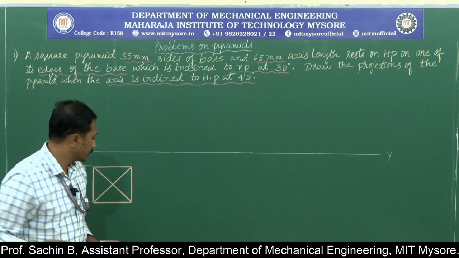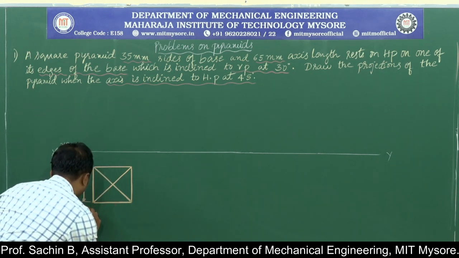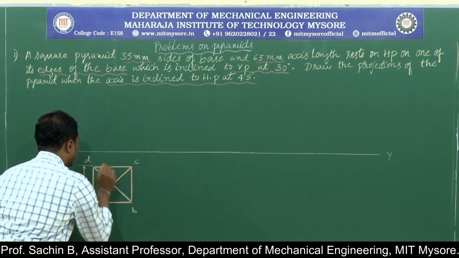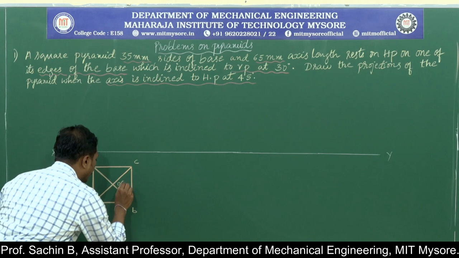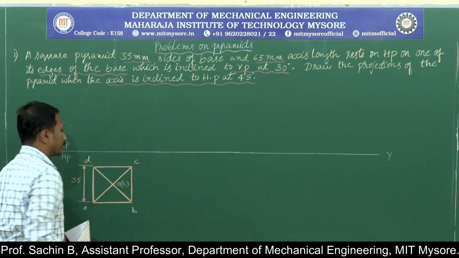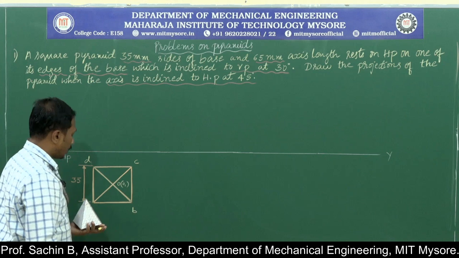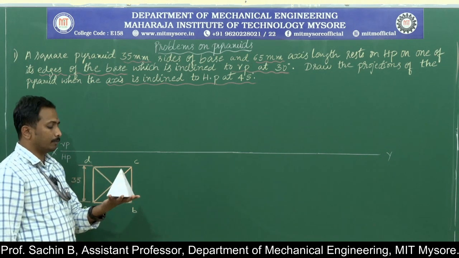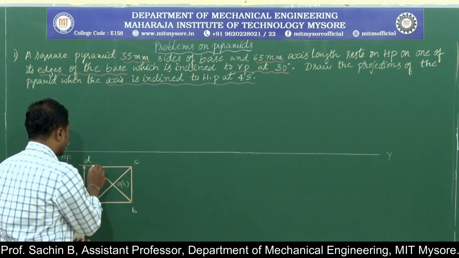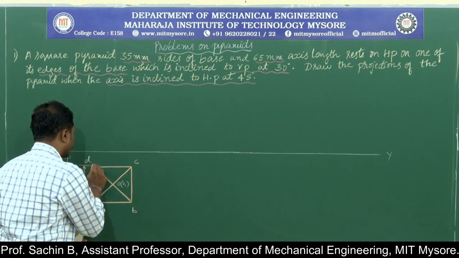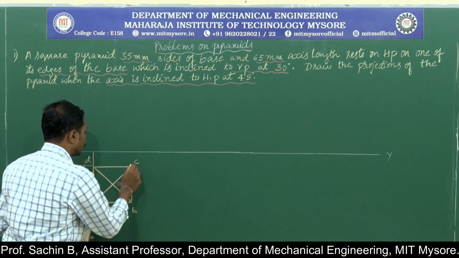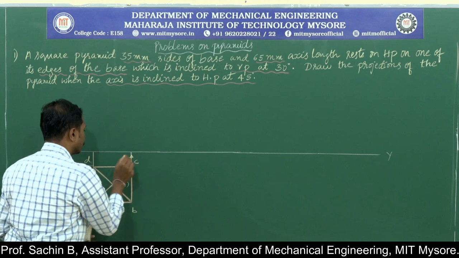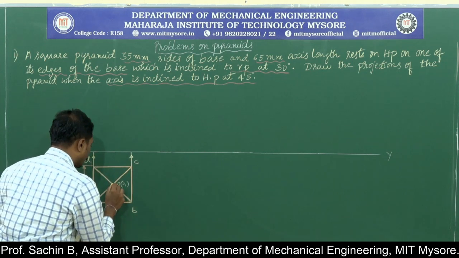Now I will go for naming it. This edge is called A, this B, C and D, and at the apex point we have the axis present over there. Now I will draw the projection lines to get the front view of this object. To get the front view, I am going to draw the projection lines to the axis line and also from the center of the pyramid.